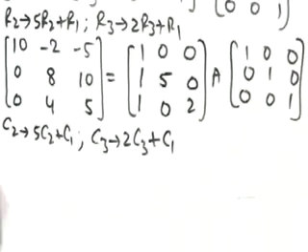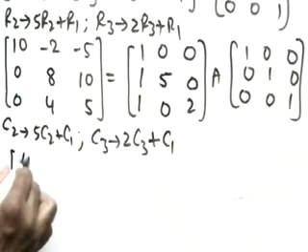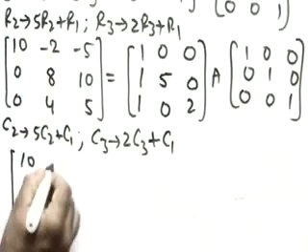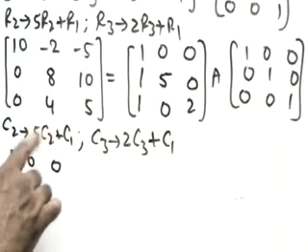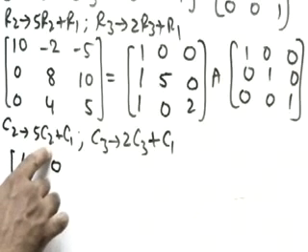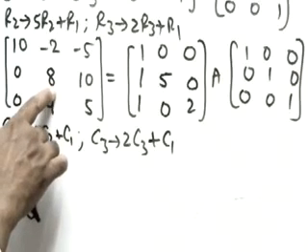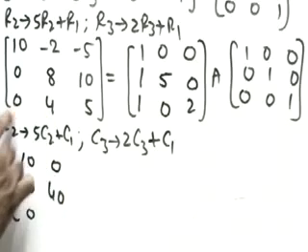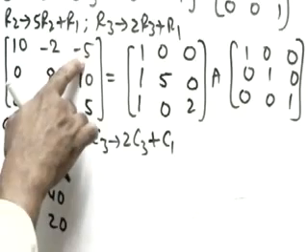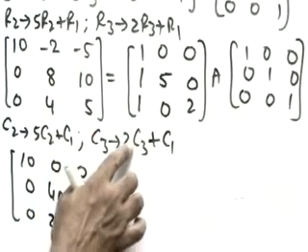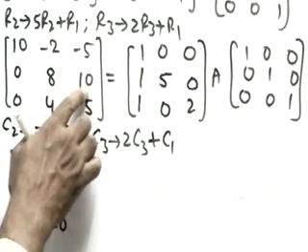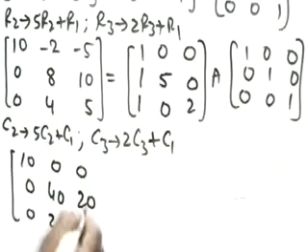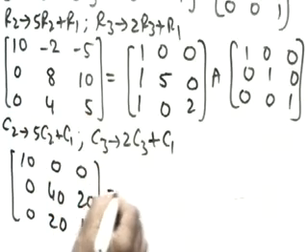Now let me change this one. Since we are changing columns, you write column. Okay, so this is 10 0 0. 2 5s are 10, 10 minus 10 is 0. 5C2 plus C1, 5 8s are 40 plus 0 is 40, 5 4s are 20 plus 0 is 20. Now 2 5s are 10 minus 10 is 0. 2C3, 2 10s are 20, 20 plus 0 is 20, 2 5s are 10, 10 plus 0 is 10.